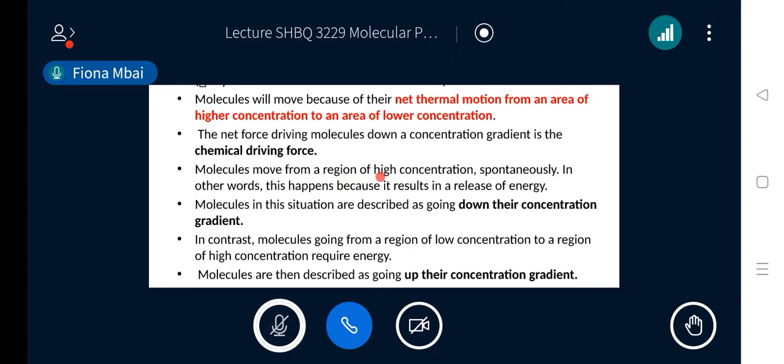Molecules move from a region of high concentration spontaneously. In other words, this happens because it results in release of energy. And you know that it moves spontaneously so that it can create equilibrium. So it will obviously move from high to low to create that equilibrium. Molecules in this situation are described as going down their concentration gradient. So it's moving from high to low, and therefore the molecule is moving down its own concentration gradient.